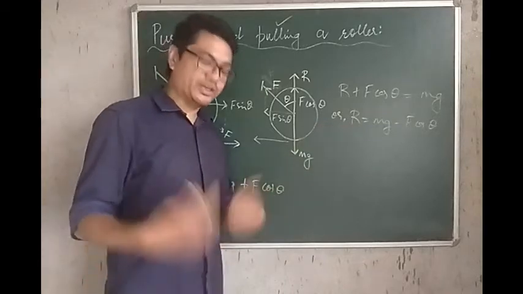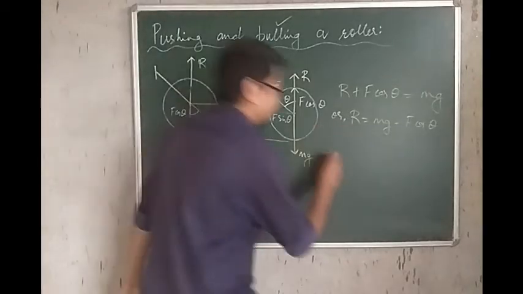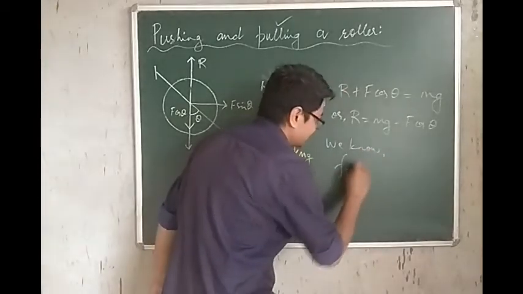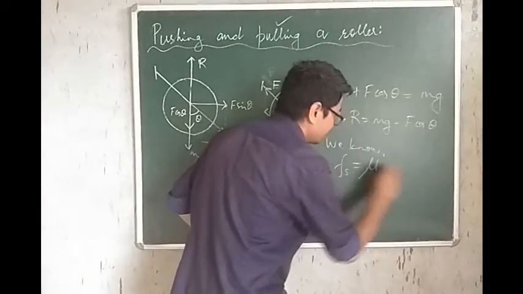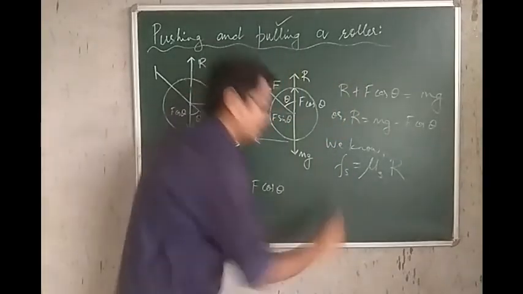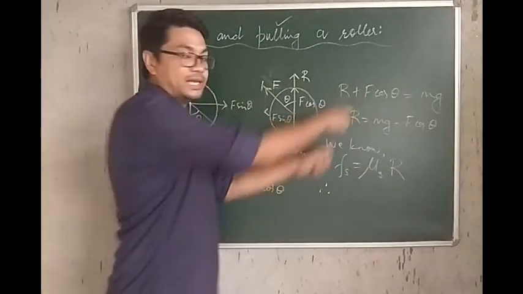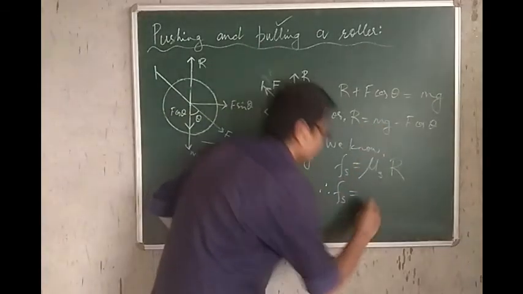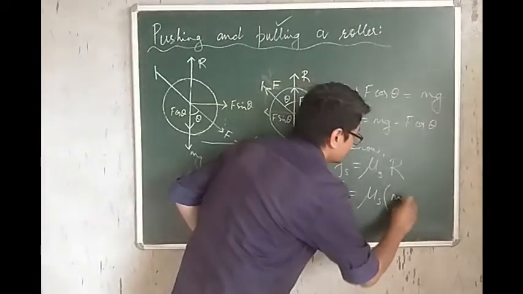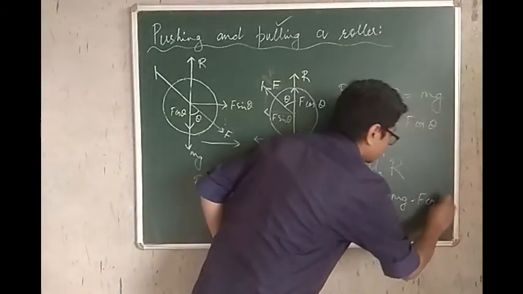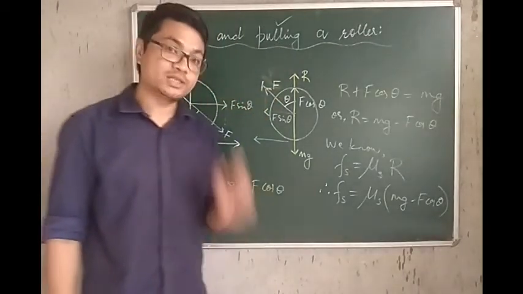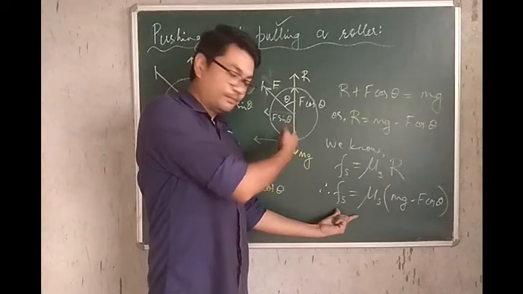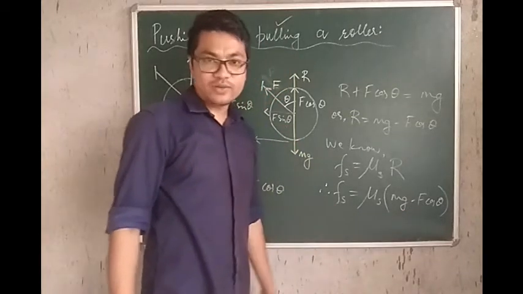We can also incorporate friction here. Why? Because we know F_s is equal to the coefficient of friction times the normal reaction. I'm dealing with the case of pulling a roller first. So F_s is equal to, in this case, mu_s times (mg minus F cos theta). So you can also give an explanation in terms of the force of friction, because we see that when we are pulling a roller, the force of friction is also decreasing.